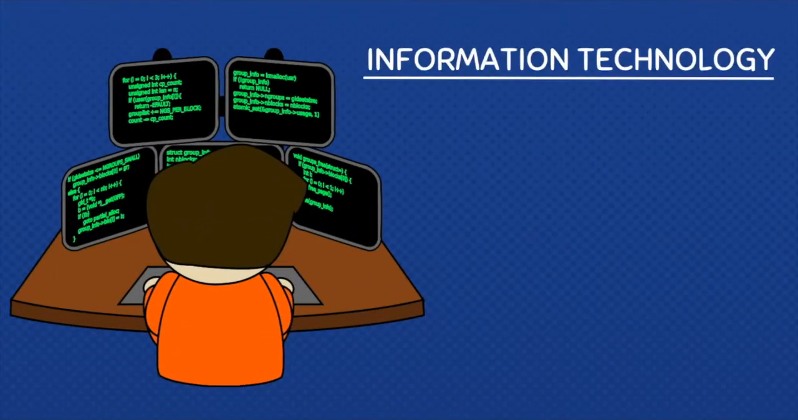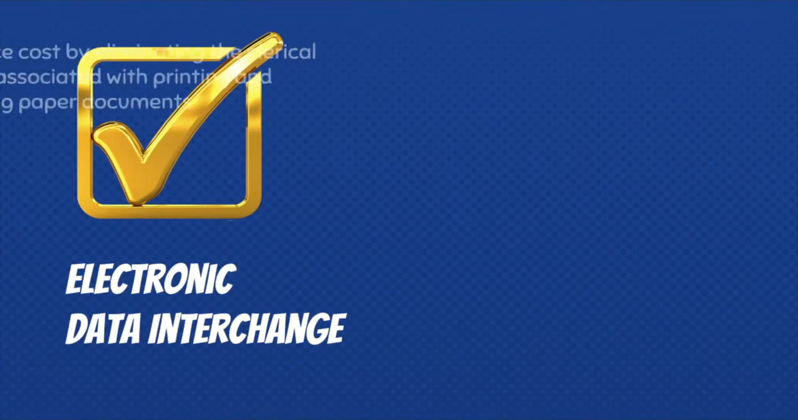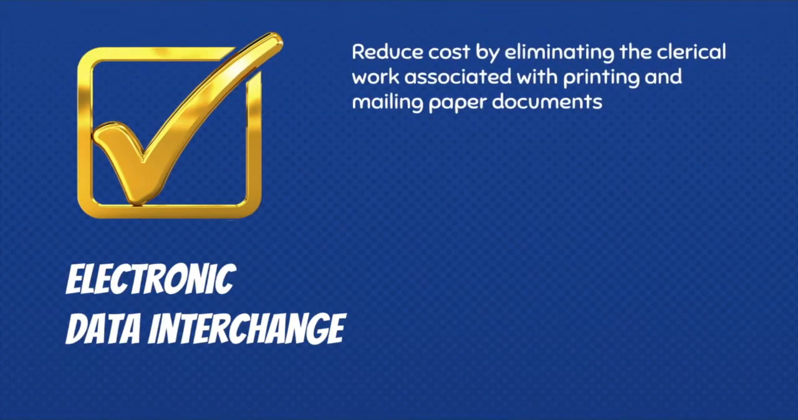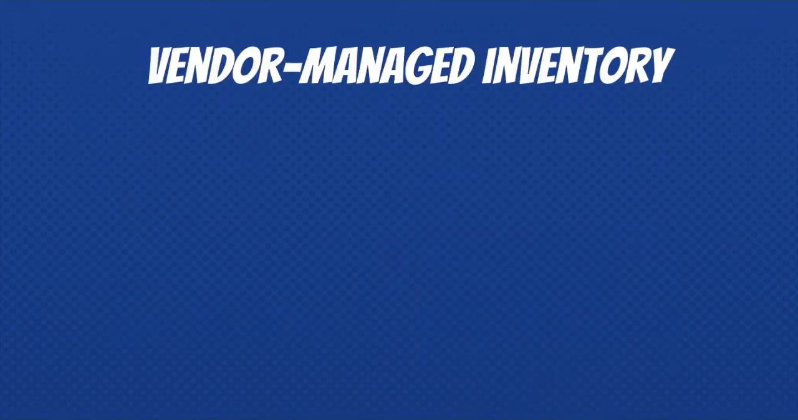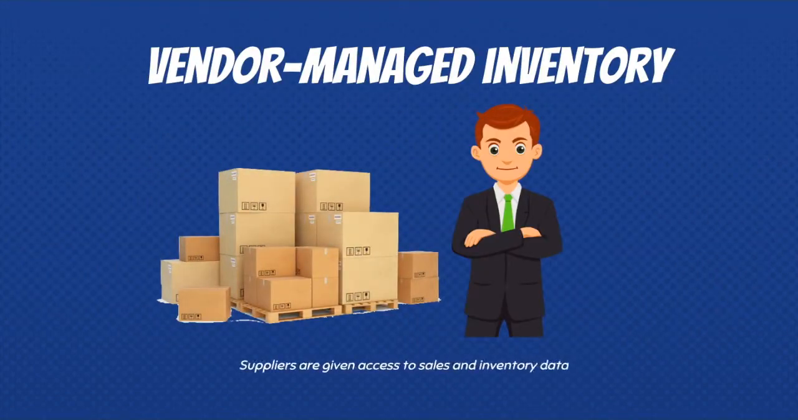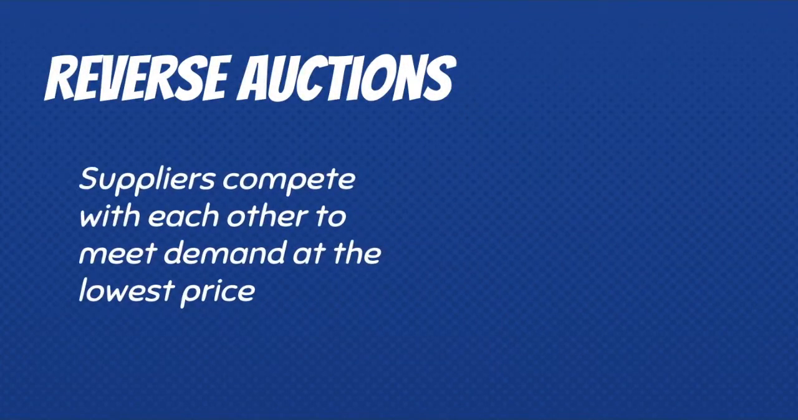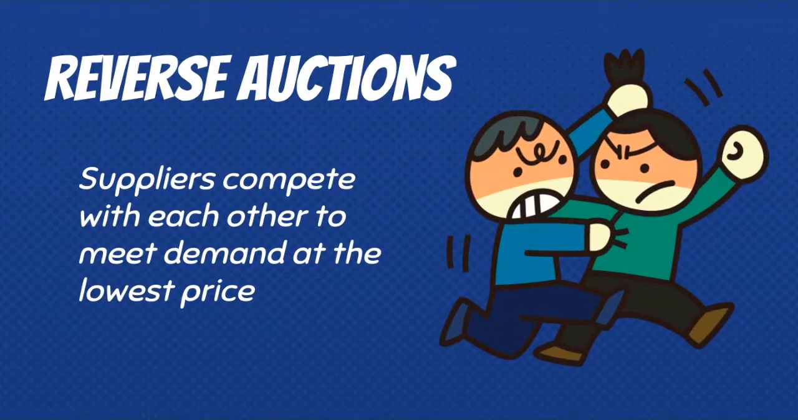Information technology helps improve the efficiency and effectiveness of the purchasing function. Electronic data interchange reduces cost by eliminating the clerical work associated with printing and mailing paper documents. Second, vendor-managed inventory gives suppliers access to sales and inventory data. While in reverse auctions, suppliers compete with each other to meet demand at the lowest price.